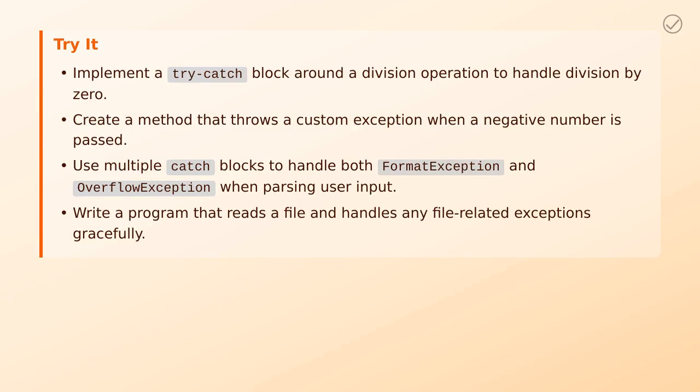Go ahead and work through this exercise. First, implement a try-catch block around a division operation to handle division by 0. Also, create a method that throws a custom exception when a negative number is passed. Also, use multiple catch blocks to handle both format exception and overflow exception when parsing user input. Finally, write a program that reads a file and handles any file-related exceptions gracefully.